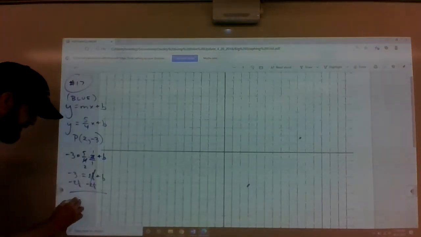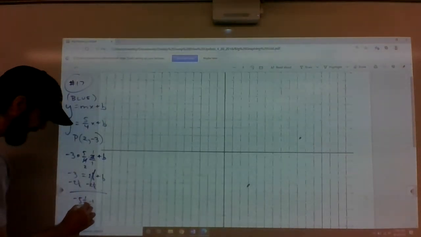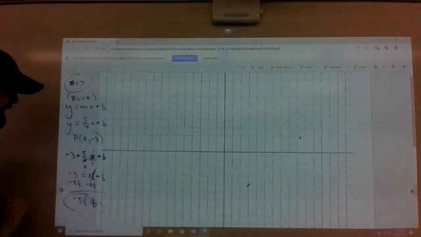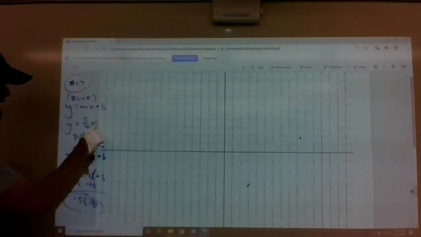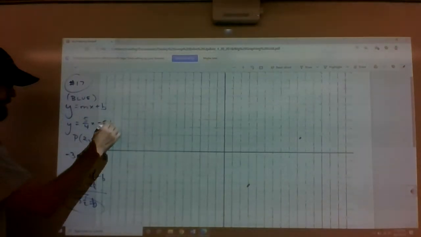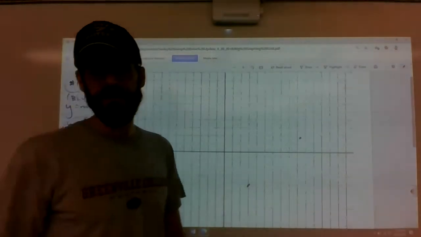All right, my suspicions are correct. It is indeed -5.5. So instead of the b value right here, I'm going to plug in -5.5. And that would be the equation for my blue line.